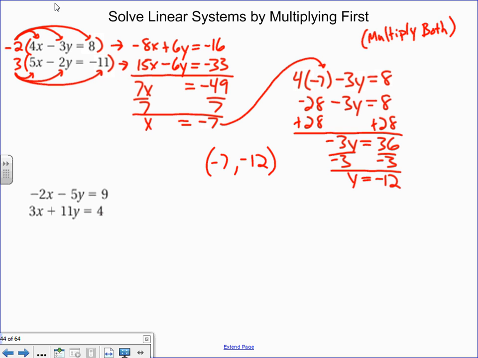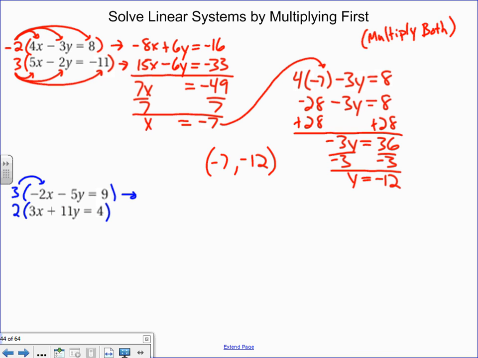Okay, next one. Again, look at your x's, look at your y's here. My x's, I cannot multiply 2 by anything and get 3. My y's, there's nothing I can multiply 5 by and get 11. So I need to multiply both equations. Okay, I'm going to pick my x's again here, because 2 and 3 are a little smaller numbers. If you notice, the x's are already opposites, so I can just go ahead and multiply the top one by 3 and the bottom one by 2, and we'll end up with opposites when we multiply.